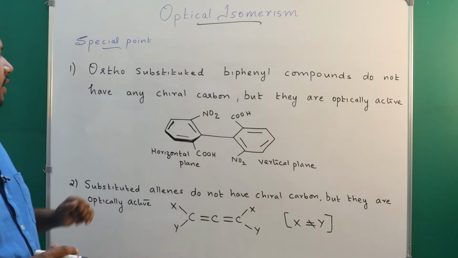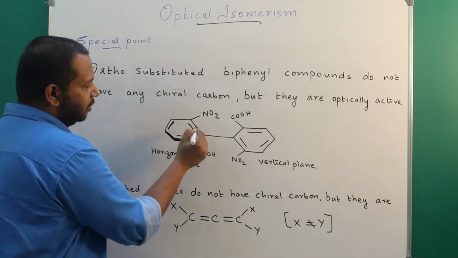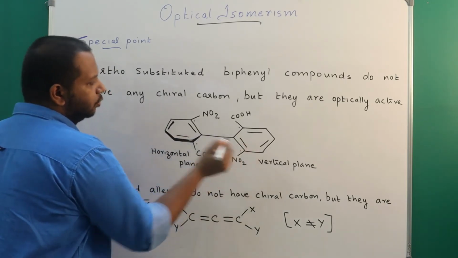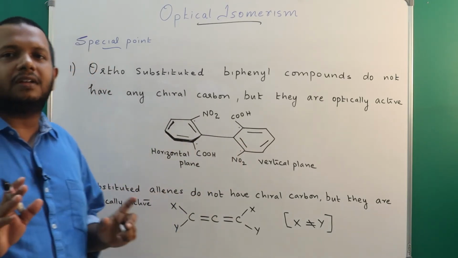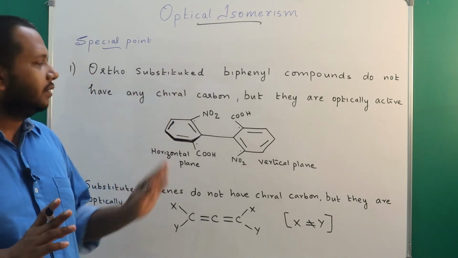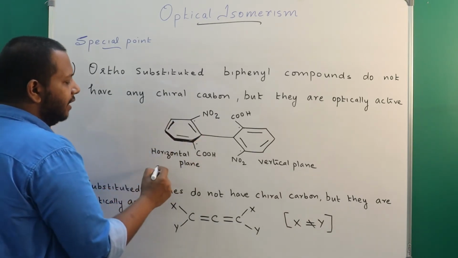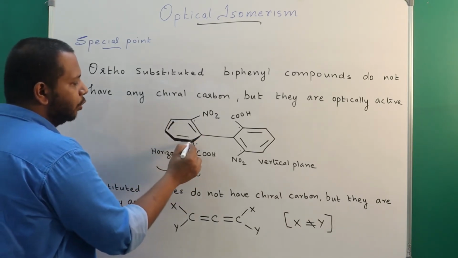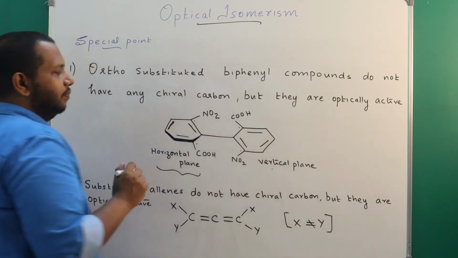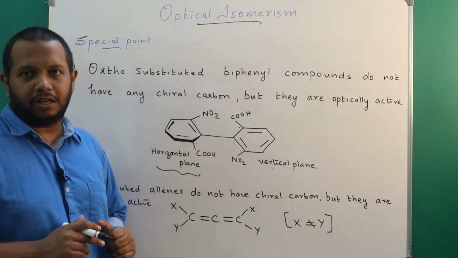The reason for that is, we can say, always ortho substituted. What is the ortho position here? This is one ortho, this is another ortho. Here also this is ortho, this is ortho. Ortho substituted biphenyls are optically active. This you need to remember. This is a fact. The reason is that one of the rings is in the horizontal plane. That's why I have shown it in black color here. This is in the horizontal plane and this is in the vertical plane. And since both of them are in different planes, it will show optical isomerism.